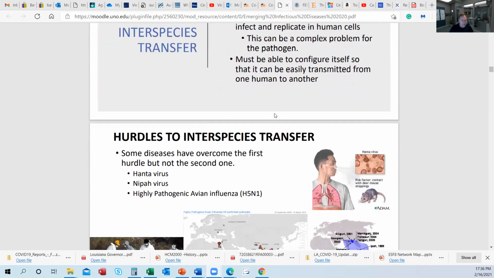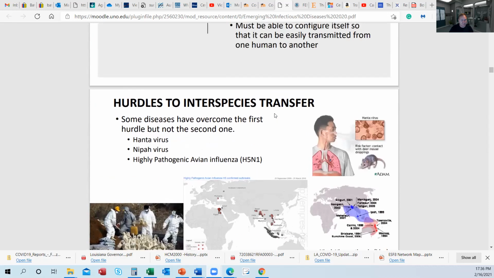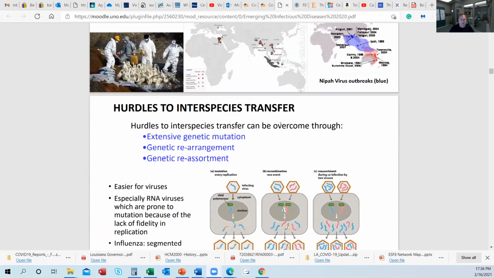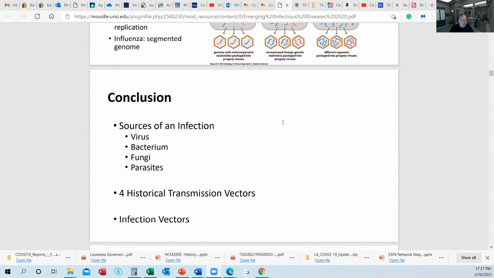See if there's anything else here that I want to be sure and cover today. I do include some things on interspecies transfer. Again, when I talk about a zoonotic disease, that's what I'm talking about, something that transfers from the animal world to humans specifically as a part of the animal world. There are hurdles to interspecies transfer. But if we come back to our primary conclusion, it is this, just understand the sources of infection. That will be important for your quiz. What are the historical transmission vectors? What are infection vectors?